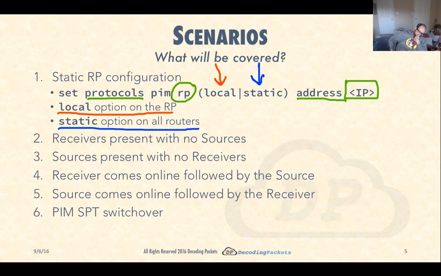The last thing is PIM SPT switchover, or shortest path tree switchover. Remember, as a prerequisite, we have disabled PIM SPT switchover. So in the very last step, we enable SPT switchover and study what differences actually take place with or without SPT switchover. This would be when an S comma G will be signaled independently by the LHR. Those are all the scenarios.